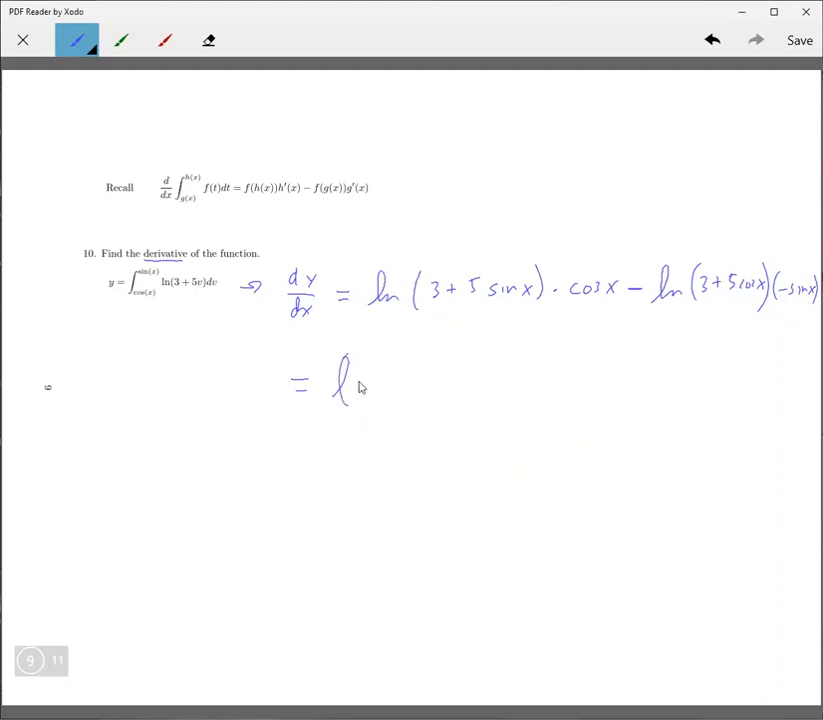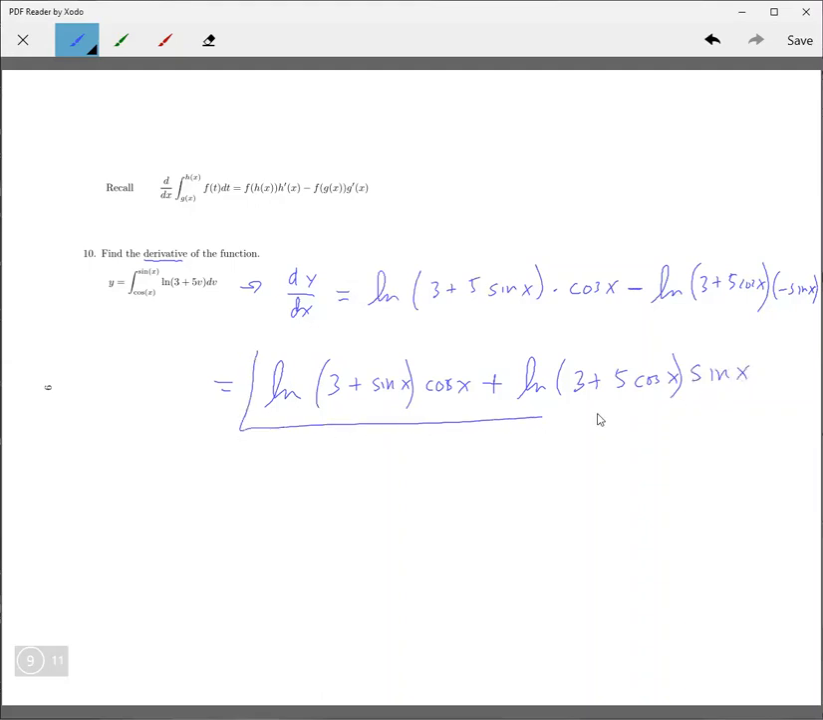So this is going to be the log. Oops, this is not the best written. Log of 3 plus sine x times cosine x minus, or no, you have a minus here, the minuses cancel. Okay, that's why I rewrite the whole thing instead of just leaving it like that, by the way. 3 plus 5 cosine x times sine x. Okay, and that will be the answer right there.